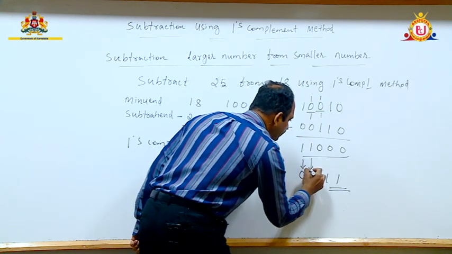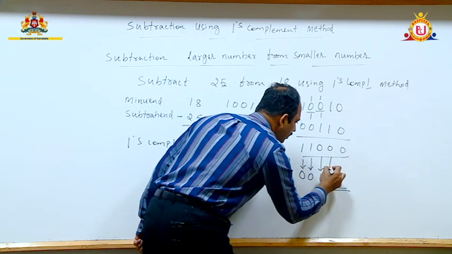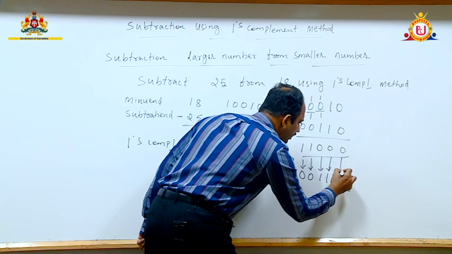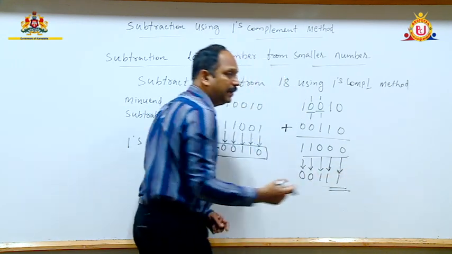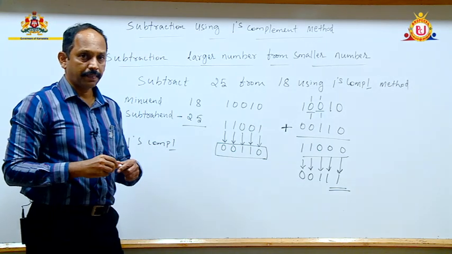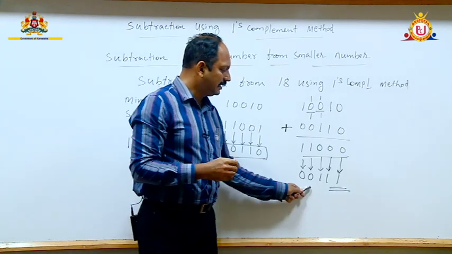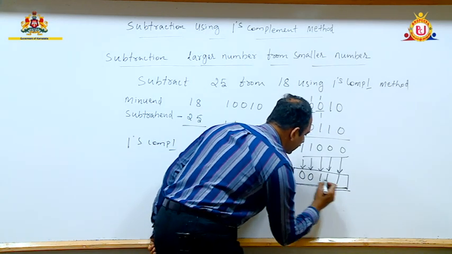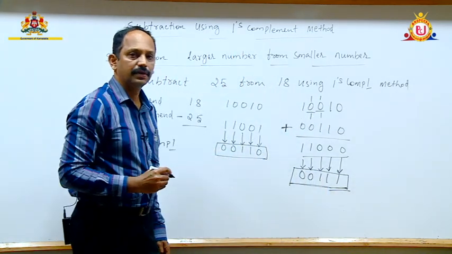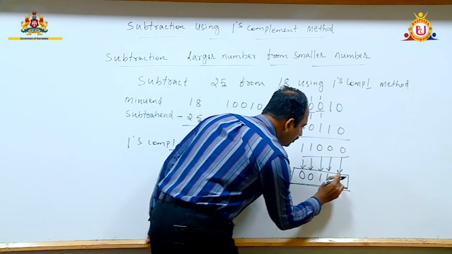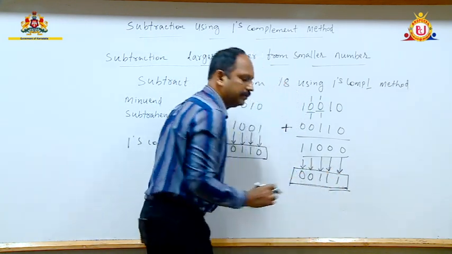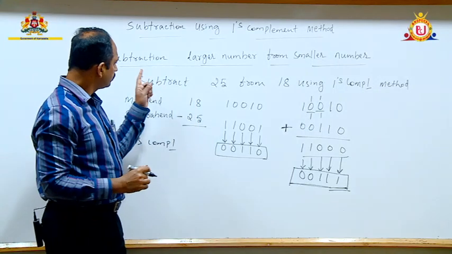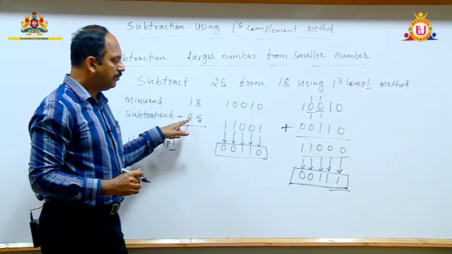Okay, you can see here. Now this result is recomplemented again, and this answer is the final answer. So 0 0 1 1 1 is the result of 18 minus 25.